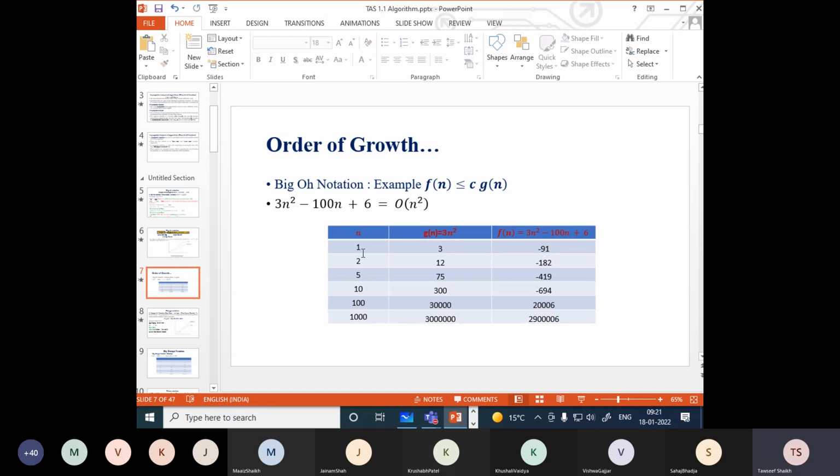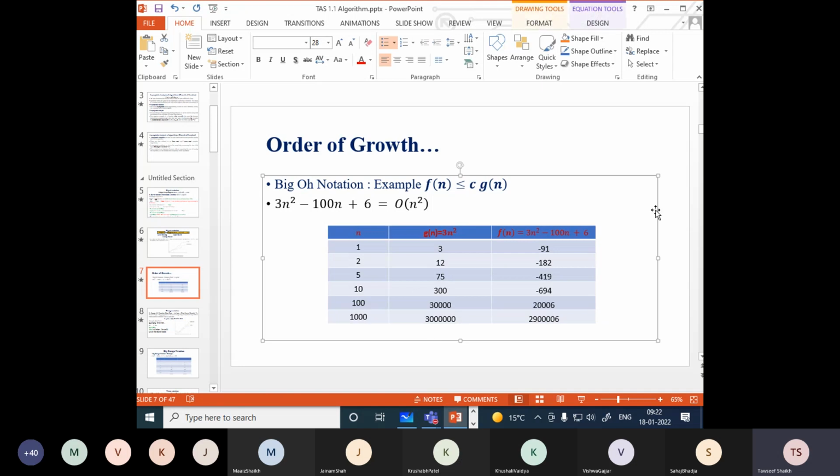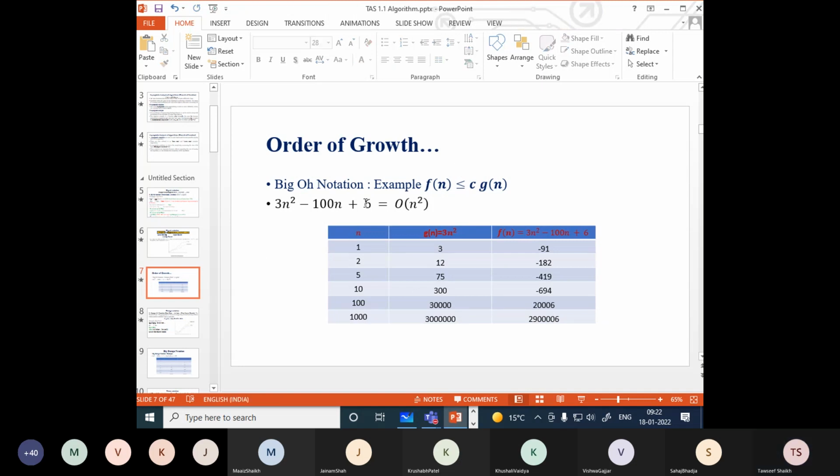So I will again check n is equal to 2. When I put n is equal to 2 here, I will get f of n as minus 182 and c into g of n will be 12. So again the condition is there. Similarly, I will move forward and put n is equal to 100. This will become 3000 and this will become 2006. This one is always lesser than the other, so I can proudly announce that yes, 3n square minus 100n plus 6 is big O of n square.